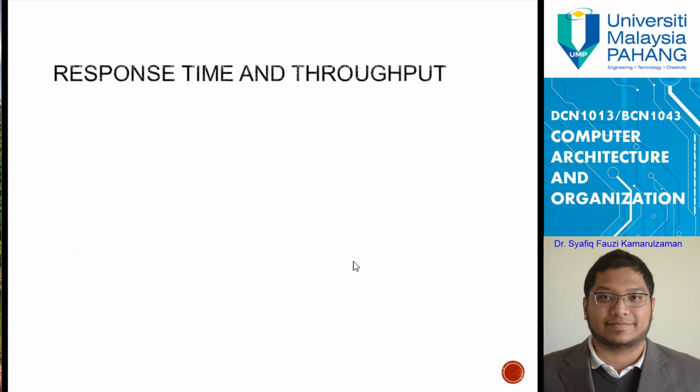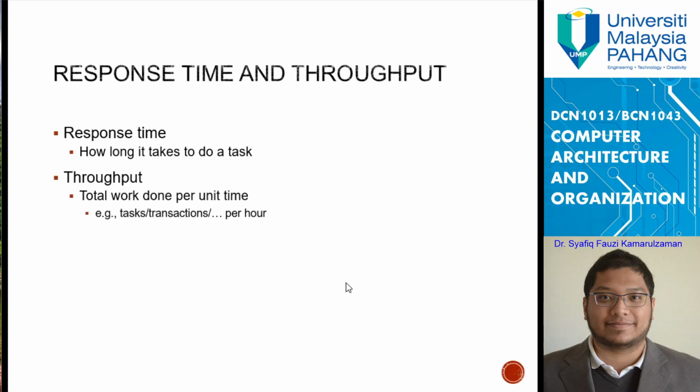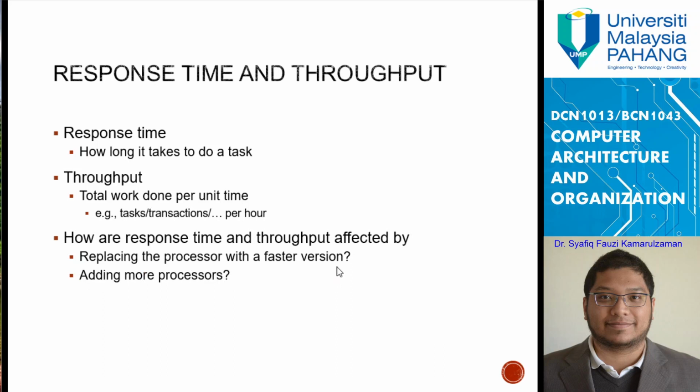So we have response time and throughput, which I mentioned before. Response time is what we use to evaluate how long it takes to do a task, meaning shorter is better. Throughput is how much work it can do within a unit of time, meaning how much work you can complete within 1 hour. This is also something we look at when we evaluate performance. So how are response time and throughput affected by replacing the processor with a faster version or adding more processors? We focus on response time for now.